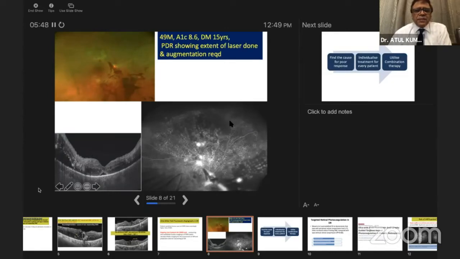So you can see the laser being done here, but because of the edema, if you do the fluorescein, the fluorescein tells you the ischemia and the unlasered retina. So when the hemorrhage cleared up, this is the extent of laser which needs to be done. And the wide field actually tells you how far into the periphery you have to go.